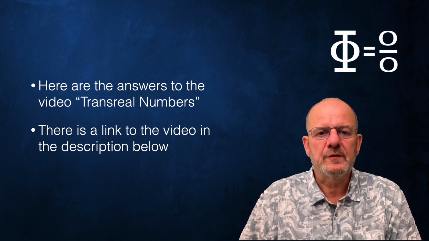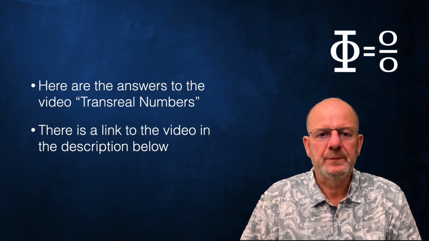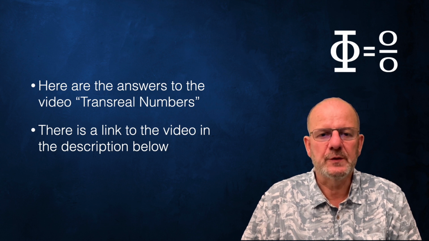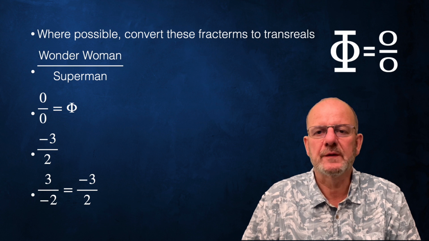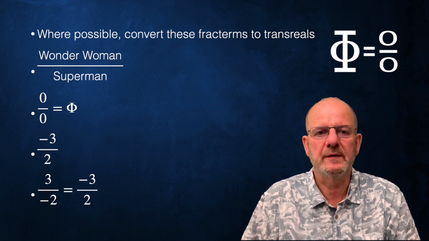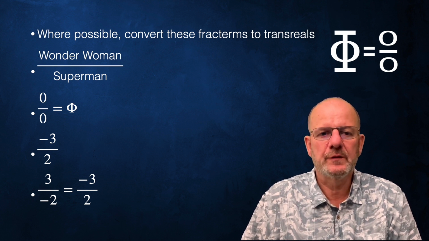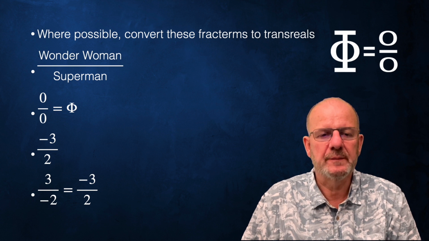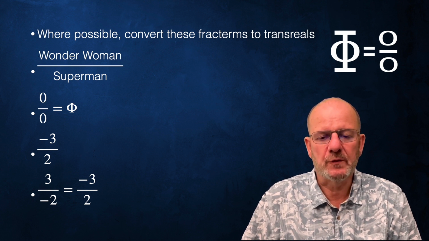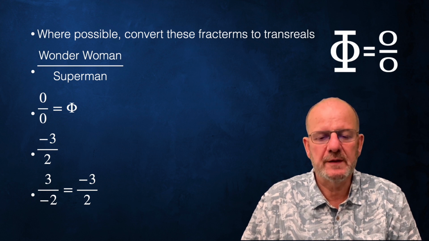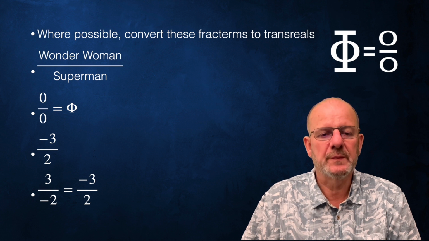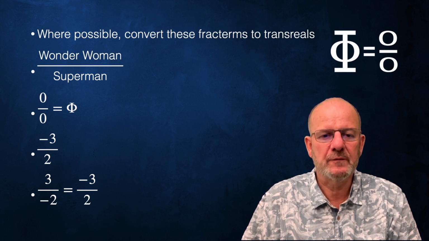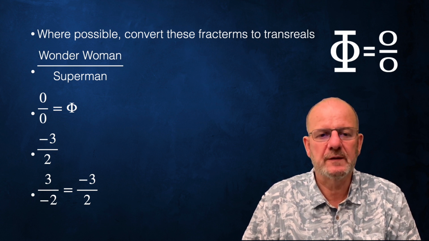Here are the answers to the video Transreal Numbers. There's a link to the video in the description below. The question was, where possible, convert these frac terms to transreals. Wonder Woman over Superman can't be converted. 0 over 0 is already the transreal number nullity. Minus 3 over 2 is already a transreal number. 3 over minus 2 isn't a transreal number. We need to move the minus sign from the bottom to the top to give minus 3 over 2.